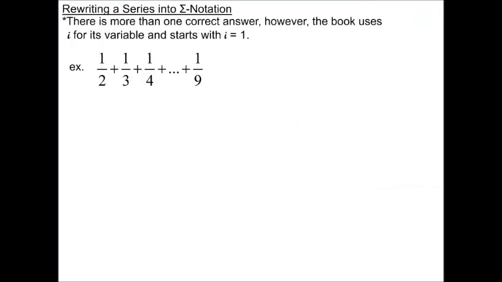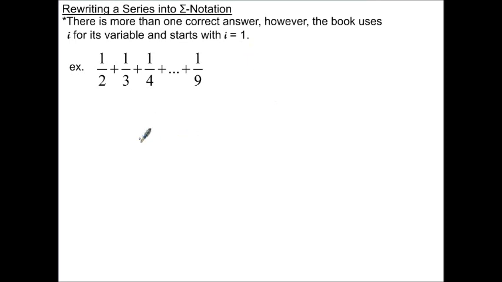Alright, well, if we can use the notation one way, we should be able to go reverse. So if I want to rewrite a series into sigma notation, now one thing, as it says here, there is more than one way to write these things usually, and the book likes to use I for its variable and start with I equals 1. I mean, there's no rule that says you have to start with 1 each time, and quite honestly, depending on the numbers, sometimes it's easier not to start with 1.